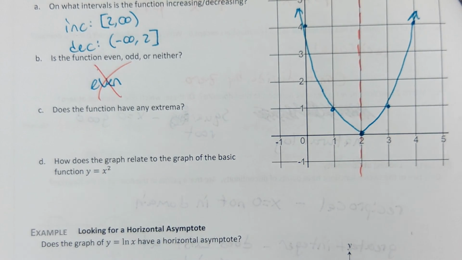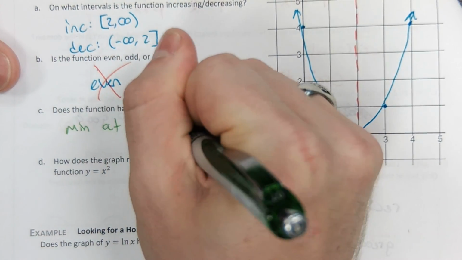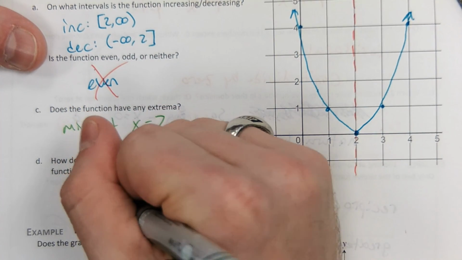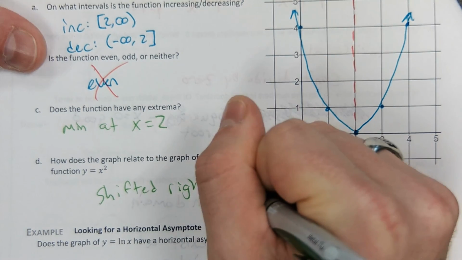It's actually neither, because it's been shifted. Does it have extrema? Of course it does. It is a minimum at x equals 2. Extrema means minimums and maximums. And how is it related to y equals x squared, Adi? It's shifted to the right too. Yeah, it's just shifted right. It's just simple stuff.